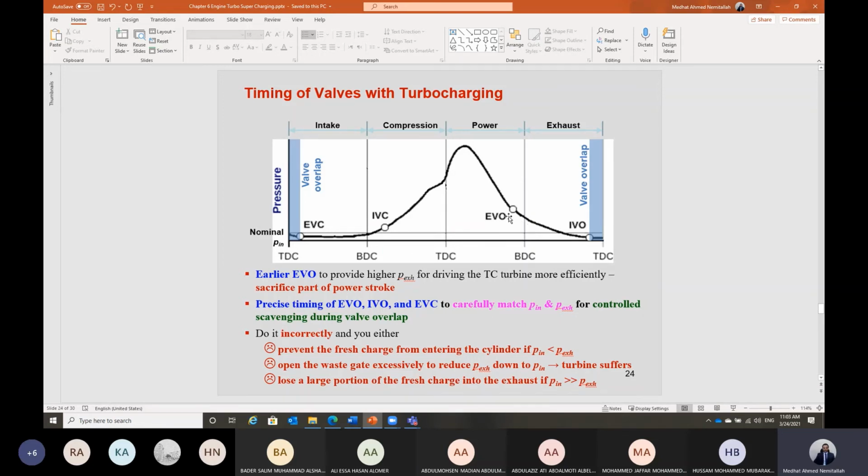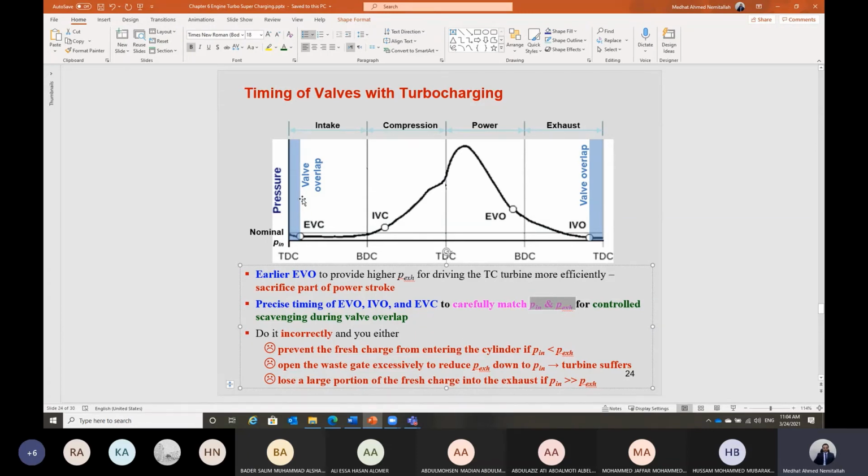This is what will happen if we open the exhaust valve early. It will result in higher exhaust pressure in this case. But if the exhaust pressure is too high, as I told you, we may lose part of the expansion work. We just need to optimize this operation. Also, we need precise timing between the exhaust valve and the intake valve opening in order to control the intake pressure and the exhaust pressure.